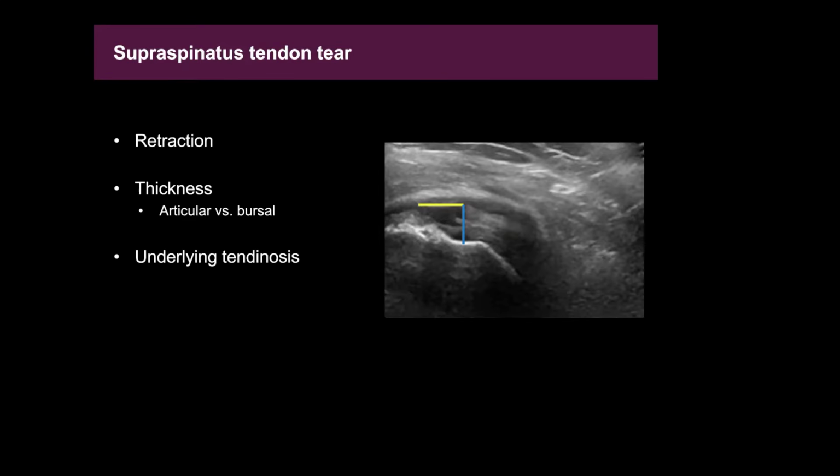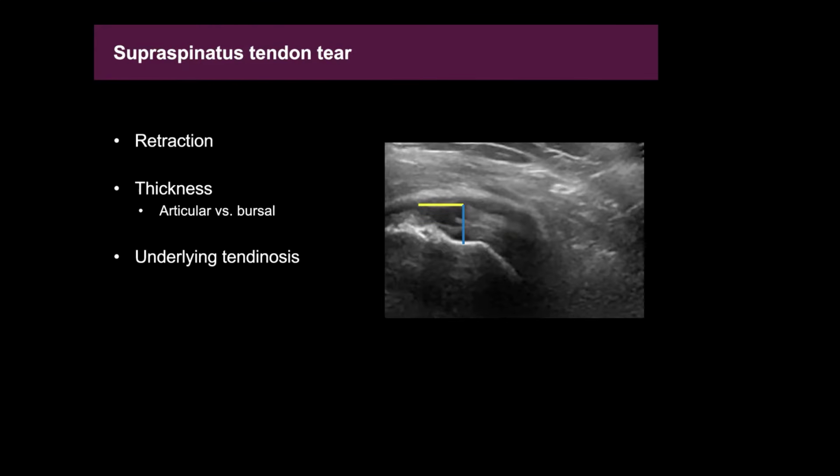So the things that the orthopedics wants to know are things like the degree of retraction, which is denoted by that yellow line. So we would measure that out on these long axis images of the rotator cuff, and we will tell them, okay, the patient's tendon is retracted by this much. They also want to know what's the thickness of the tear. Is it a full thickness tear or is it a partial thickness tear? If it's a partial thickness tear, is it articular-sided or bursal-sided?